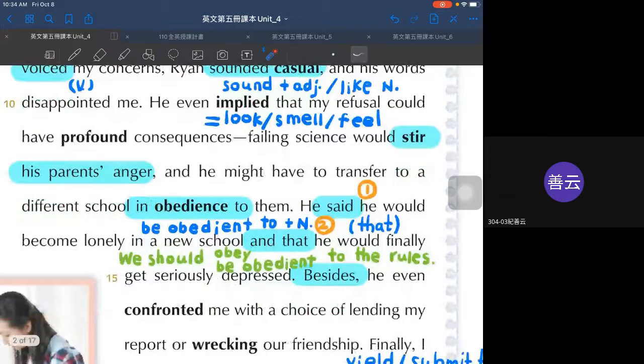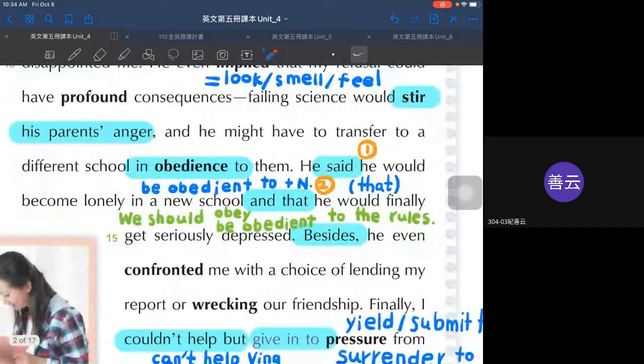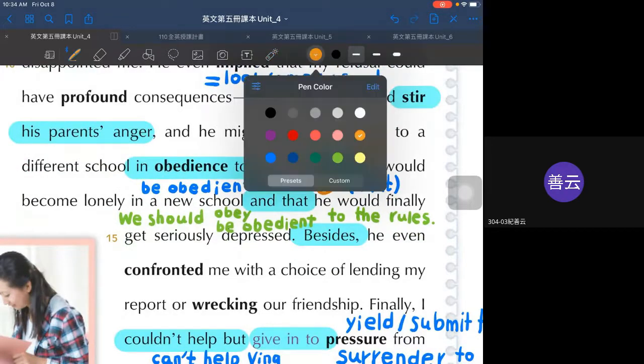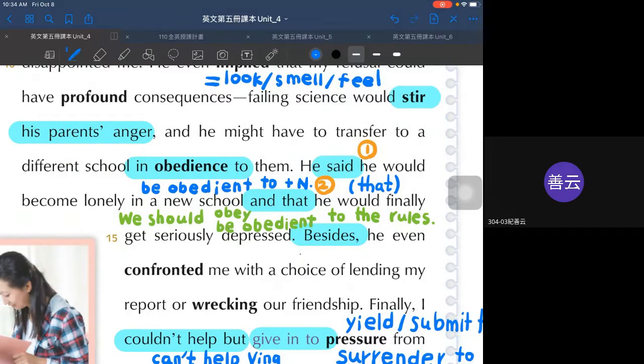Besides, which means what's more or in addition. So you can also write down some other words here. For the word besides, you can also say what's more, or in addition.